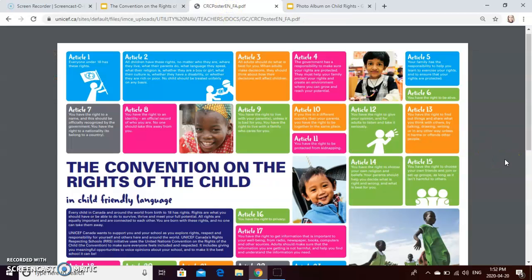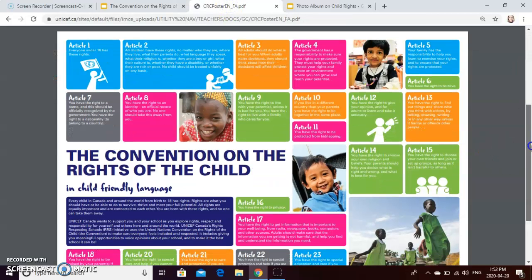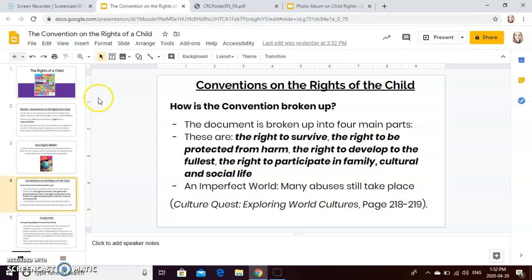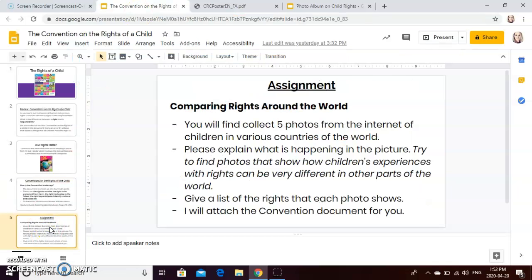And in case you don't know what I'm referring to, this document here, you will be using it for today's assignment as well, and I'm going to explain what that is going to look like. So today's assignment is called Comparing Rights Around the World, and this is what you're going to be doing.